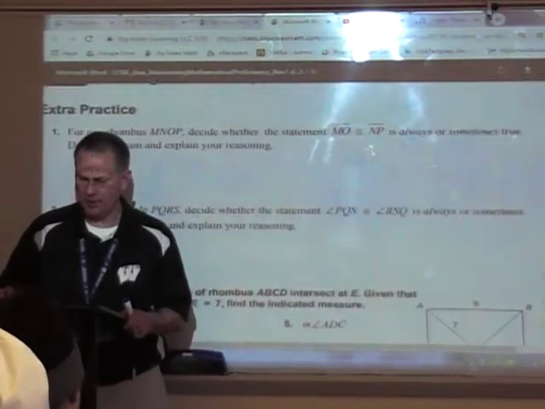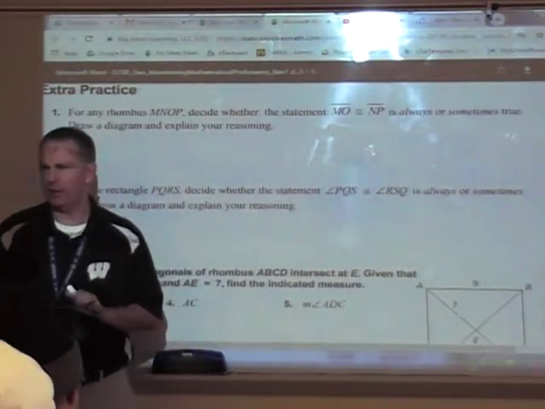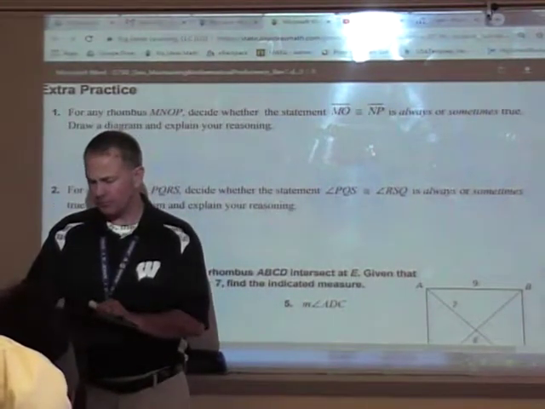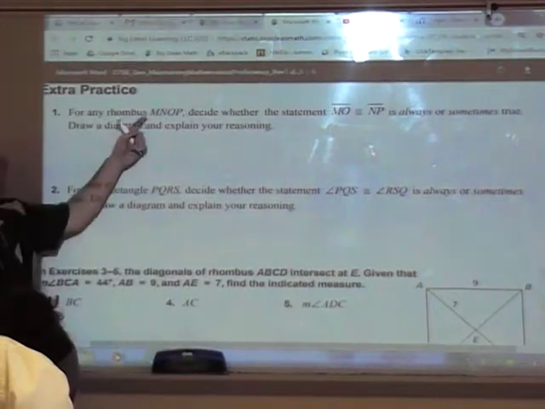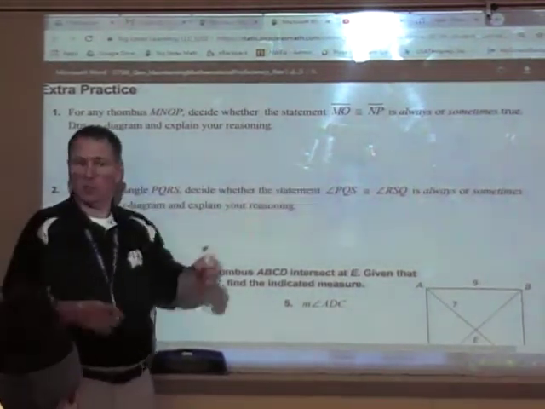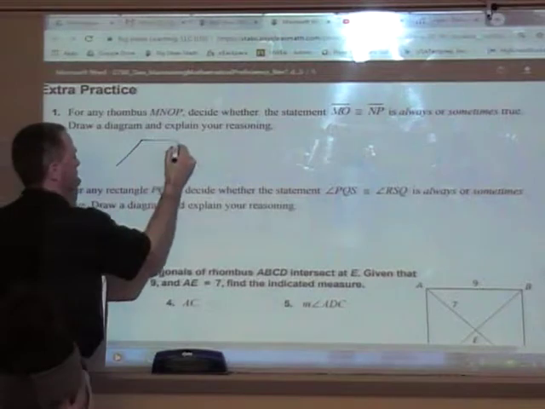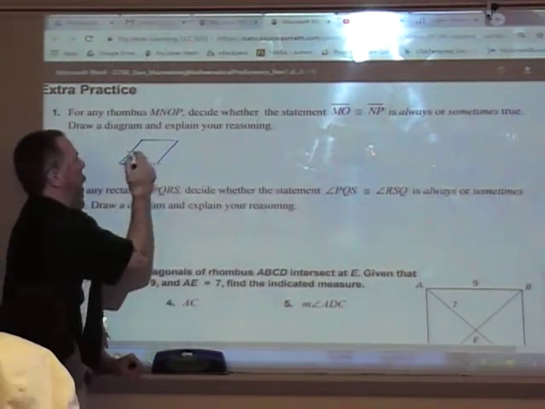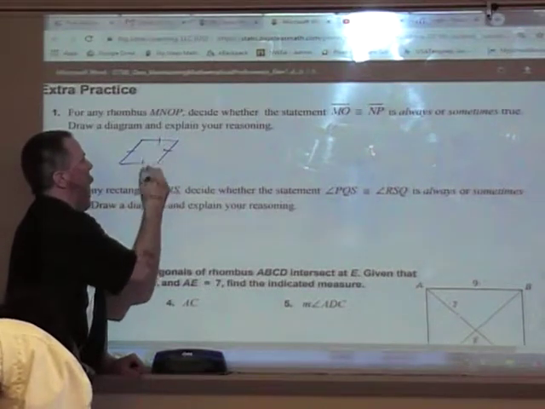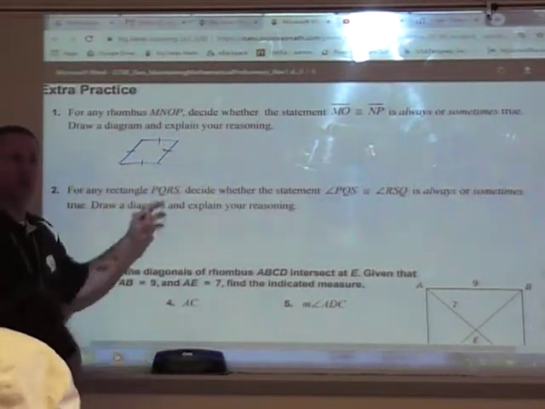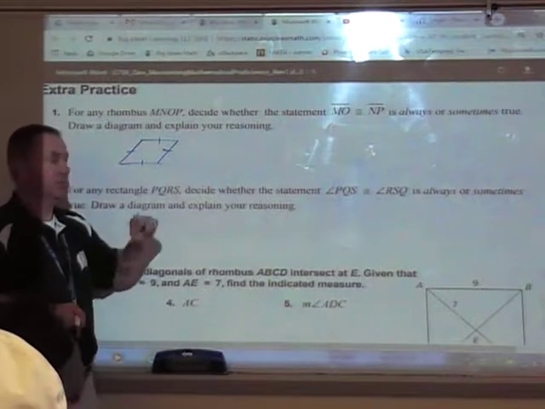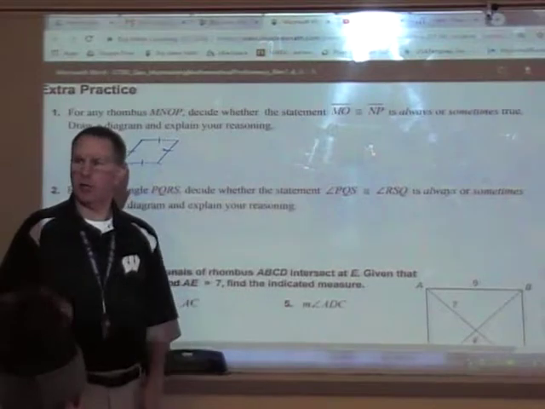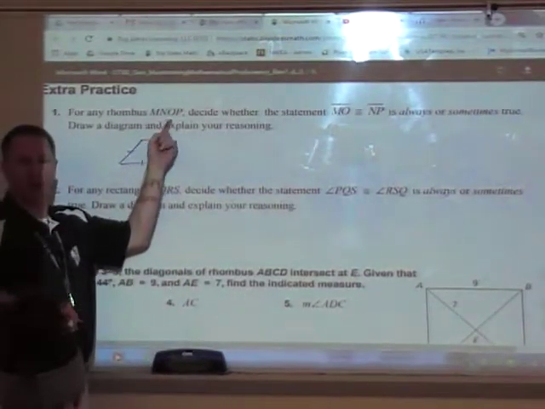Now let's look at this extra practice. This is really good because this goes right into what your homework type of problems are like. Let's read it. For any rhombus, there's no picture here. Draw a picture. Draw a rhombus. What do you know about a rhombus? All the sides are congruent. That's all you know. What about the diagonals? We'll draw the diagonals if we need to. Decide whether the statement MO is congruent to NP. Well, where's MO and NP? You have to look at the order you have here.